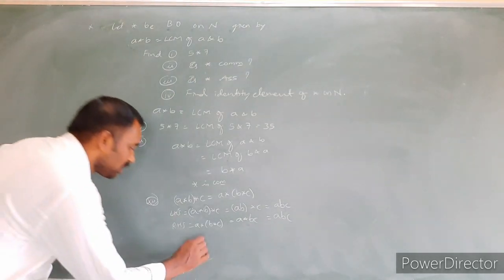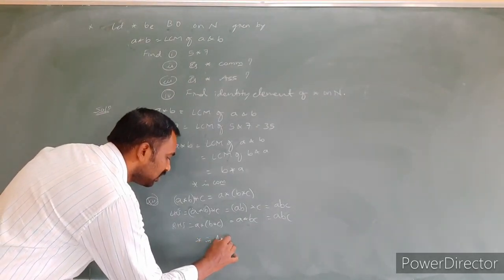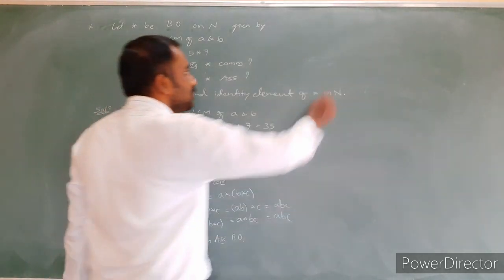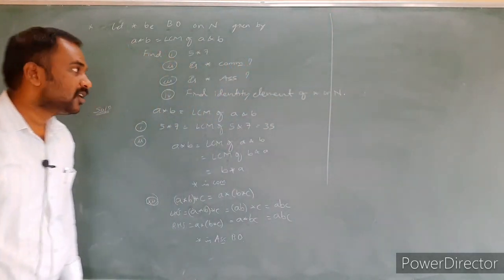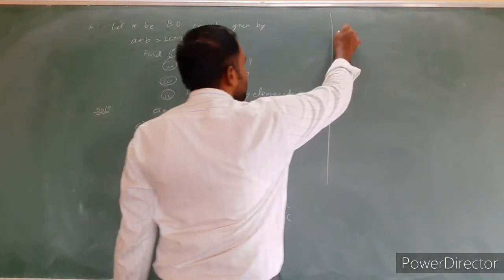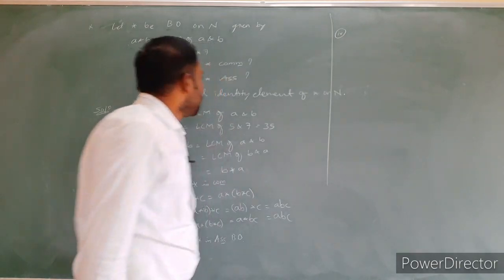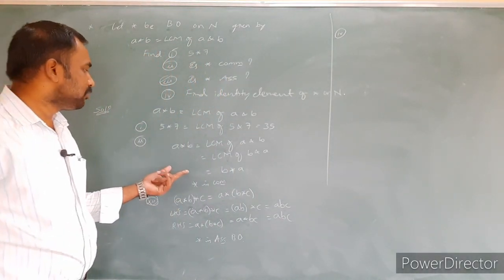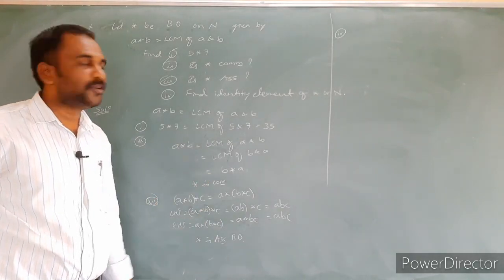Obviously, it is satisfied. So we can say that star is an associative binary operation. Okay, the third case is also over. Now the fourth case. What is the fourth case? Find the identity element of the star. To find the identity element, it should be commutative. Yes, it is already commutative.